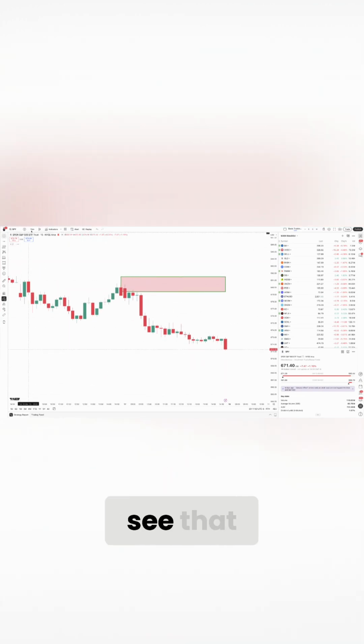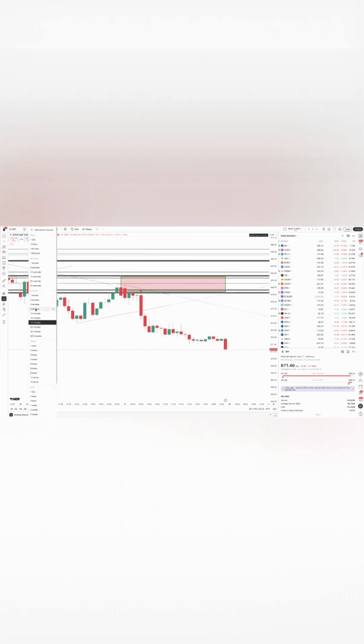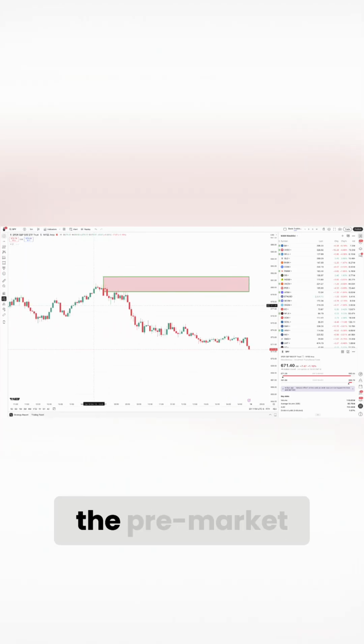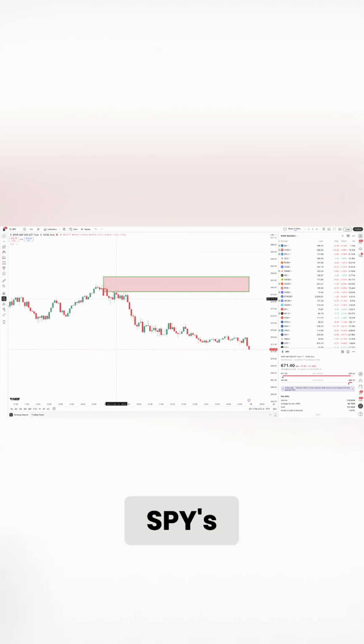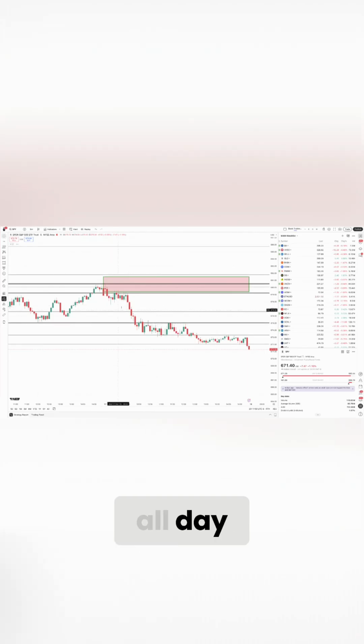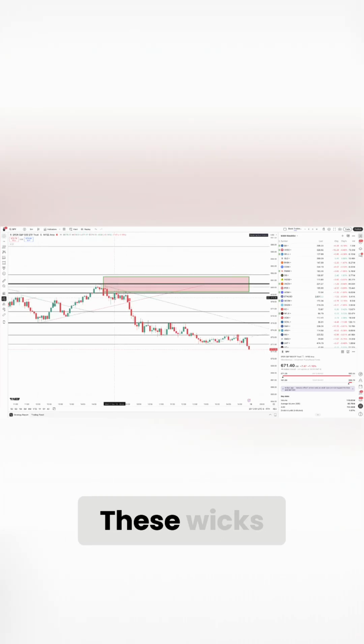You can see that when SPY broke under the pre-market low, SPY's stock price was bearish all day. And look at these wicks. The pre-market low is going to be a liquidity level. So when price goes back up here, you see how it rejects every time it touches the pre-market low, and it got stuck under there.